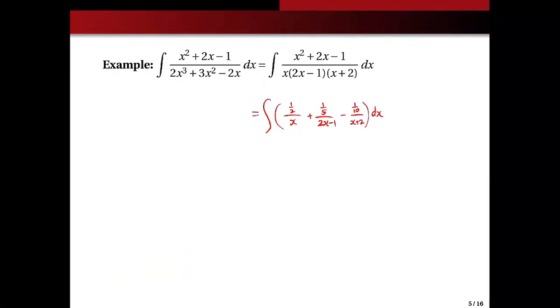And this expression here is easily integrable. So we'll just have 1/2 ln absolute value of x plus 1/5 ln absolute value of 2x minus 1 divided by 2, minus 1 over 10 ln absolute value of x plus 2, plus the arbitrary constant c.